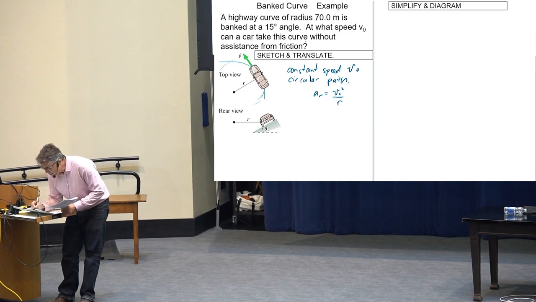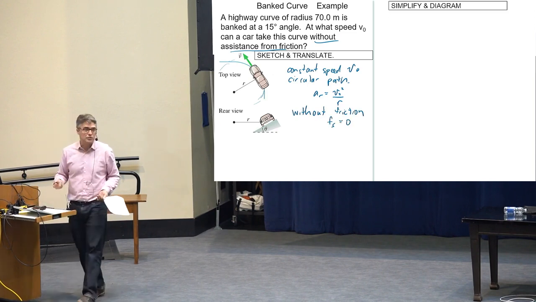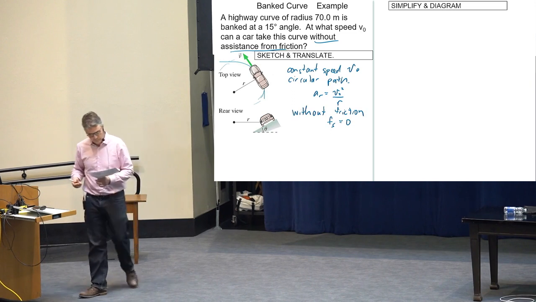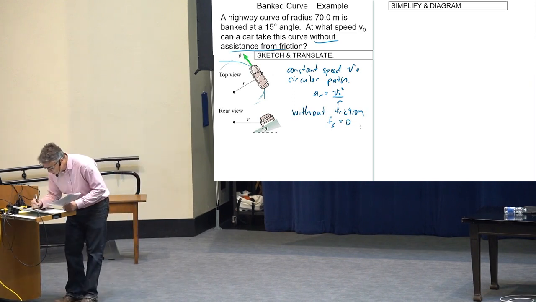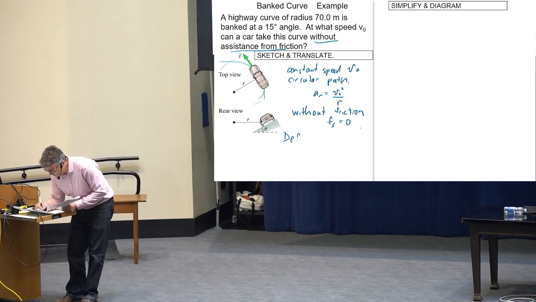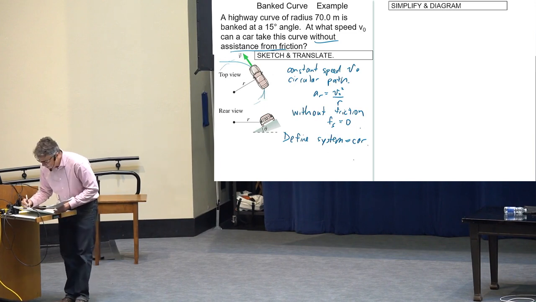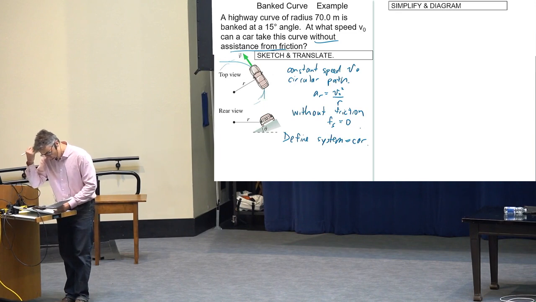And it says without assistance from friction. So without friction, we actually don't have Fs. And remember, static friction is a self-adjusting force. We don't know what it is, but actually we're told in this case that it's 0. And that's okay. So first step, define system. Is the car. And second step is draw a force diagram and then define your axes.